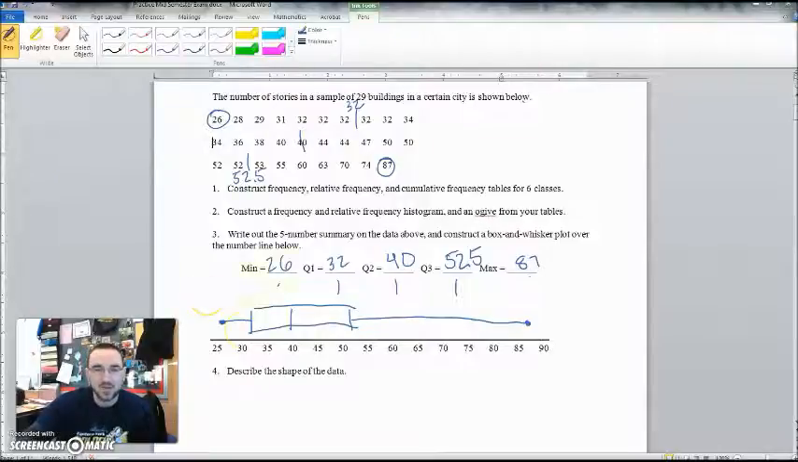So we have our box here. We have our lower bound and upper bound of our box. And then we have our middle part, which is our median. And then we have our whiskers, and the endpoints are the endpoints of our data. So 26 and 87. I'm going to answer number 4 here, which you can do from all of these graphs.